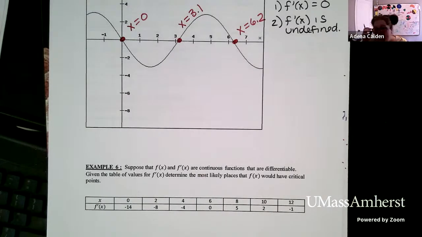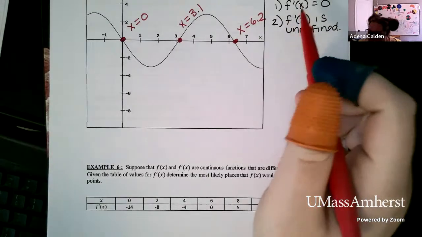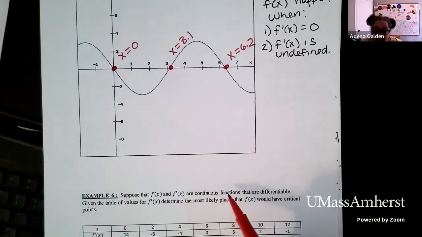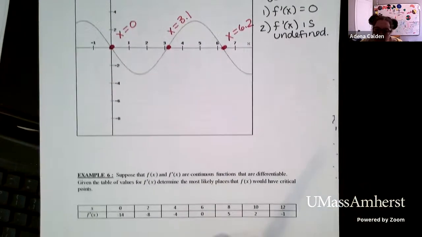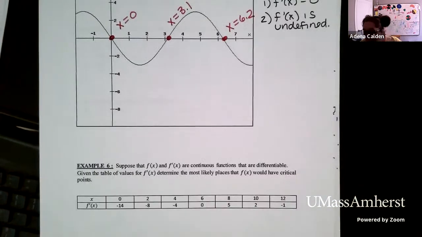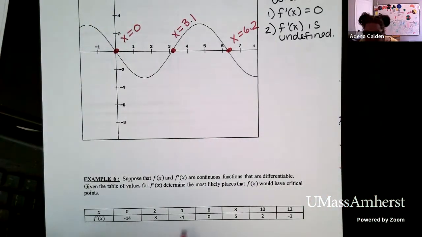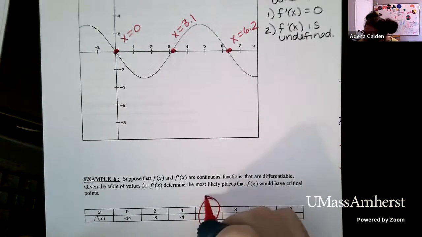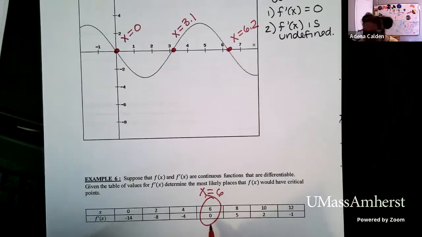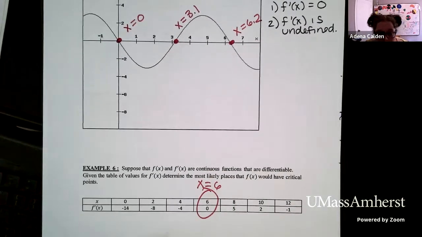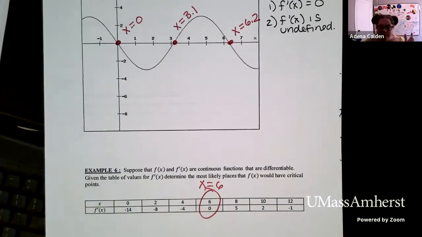Okay, so again, when we talk about critical points, since both functions are continuous, we don't have a case where they're undefined. So we're really interested in when the first derivative might equal 0. So if we look through the y values, we see that at x equals 6, we have a place where the first derivative equals 0. So this one is the easier of the two because there's another one sort of hidden in this table. So if we know that the derivative equals 0 at a point, we know that that's a critical point, okay?